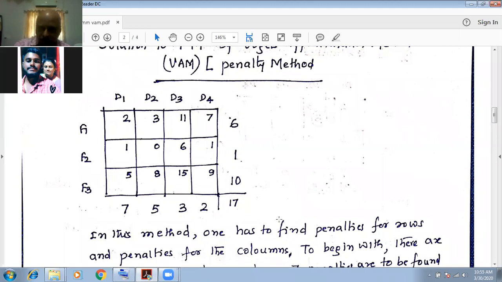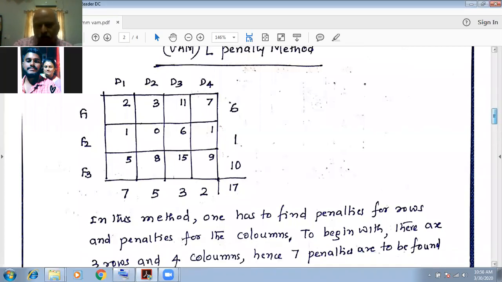So as the name itself indicates, in the penalty method we need to find the penalties. The penalties are the row penalties and the column penalties. One has to find out the row penalties and the column penalties.